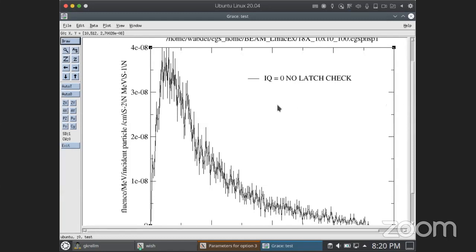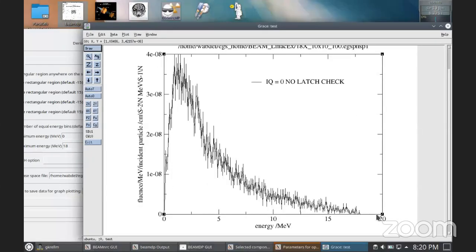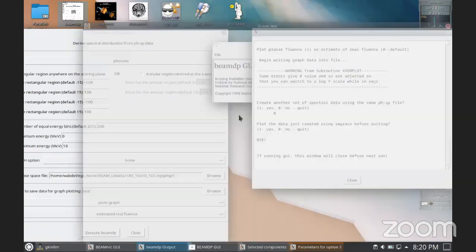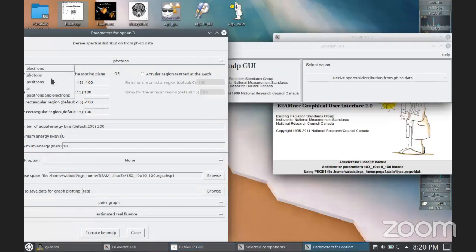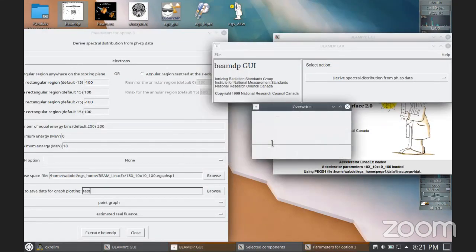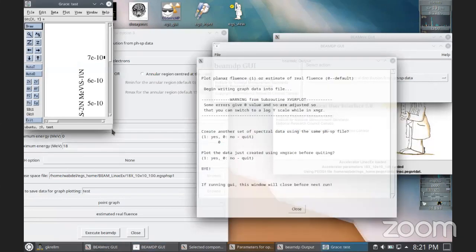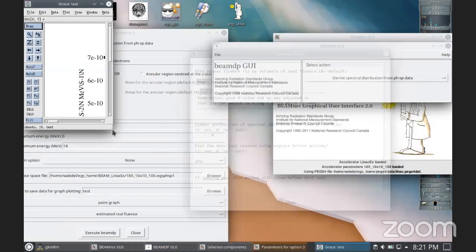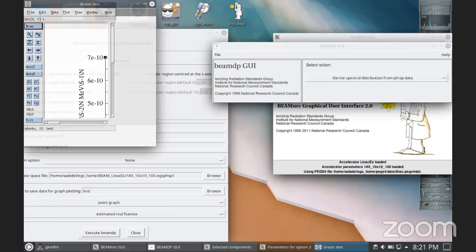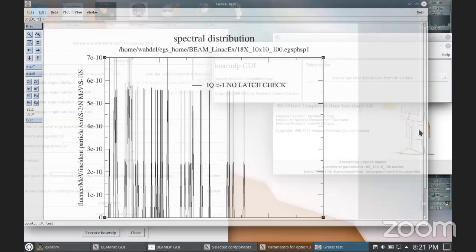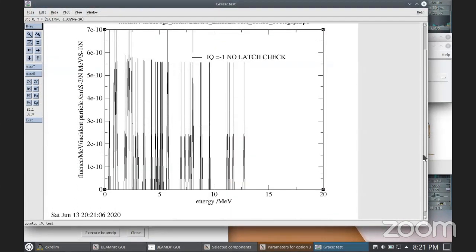Did you see the fluence for the electrons? You are disconnected. This is for the photons. Of course, it's noisy because we don't have a lot of particles there. But for electrons, it's even worse. So let's go and select electrons and execute. Okay, so this is now your fluence, noisy because we don't have a lot of particles.